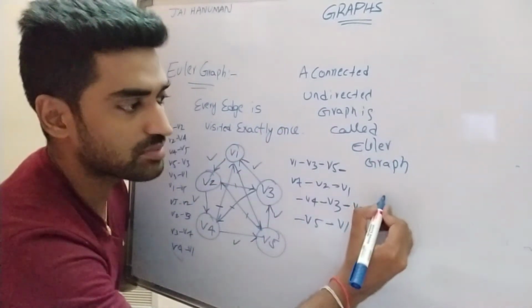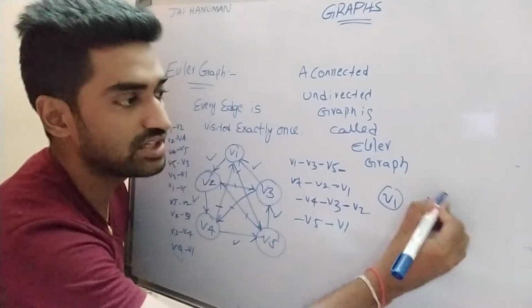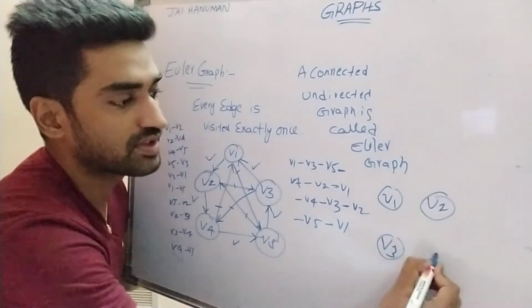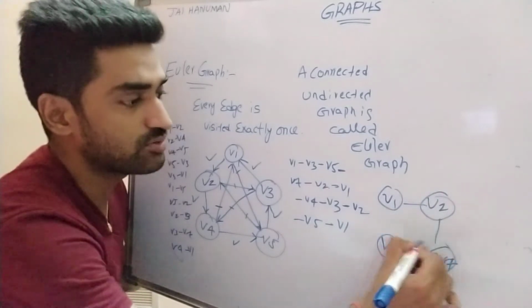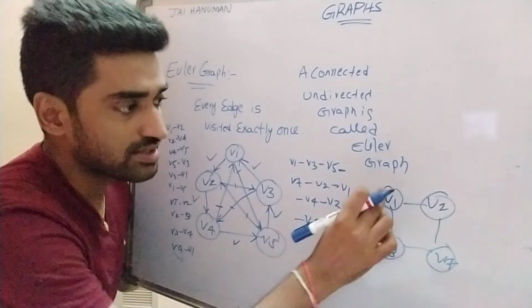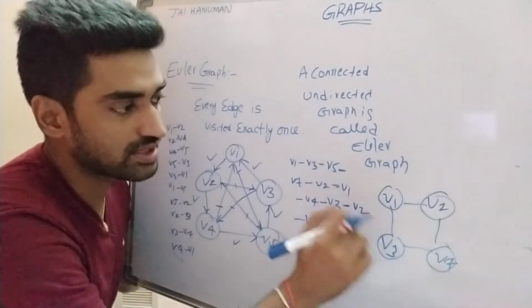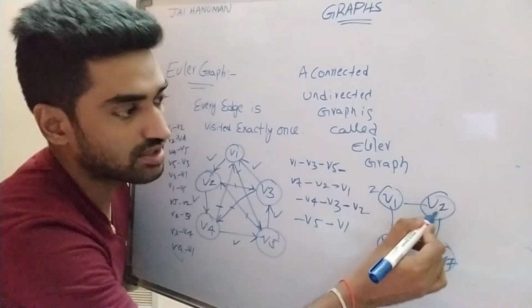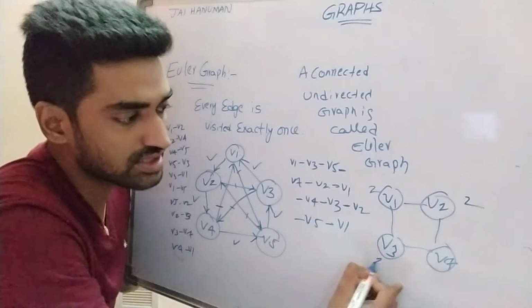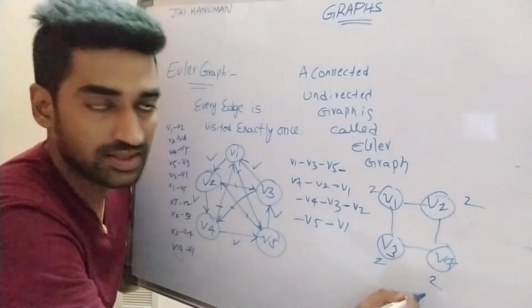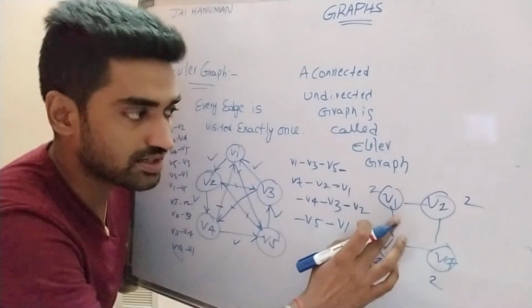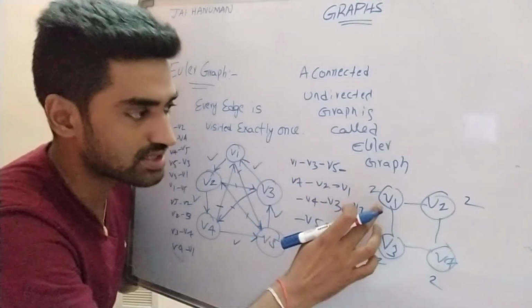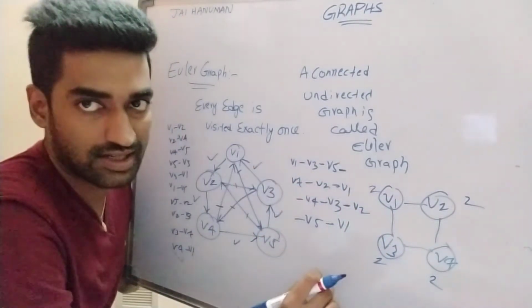Previously I took one example, V1, V2, V3, V4. This is an Euler graph. Why? Because every vertex has even degree. The degree of V1 is 2, the degree of V2 is 2, the degree of V3 is 2, the degree of V4 is 2. So each and every vertex has the same even degree. That's why this graph is called an Euler graph, right?